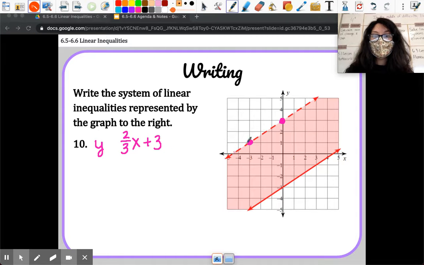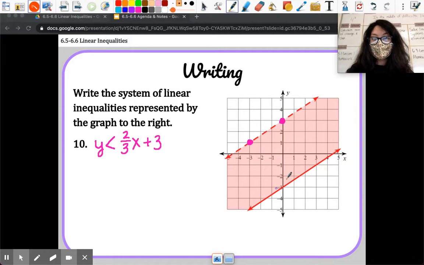No matter which way my symbol's facing, I don't want to put a bar underneath because this is a dashed line. And I can pretty much put my pencil anywhere on this boundary line because the shading is all throughout here. So I'm just going to stick it here. And I would have to move vertically down to reach the shaded region from this boundary line. So I want to use a less than symbol.